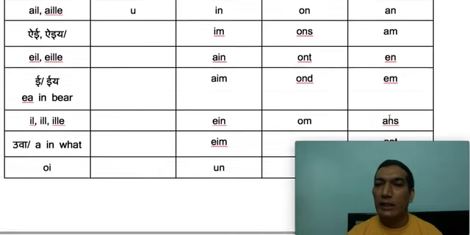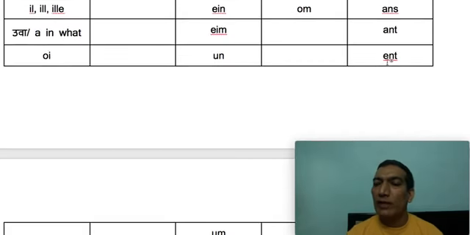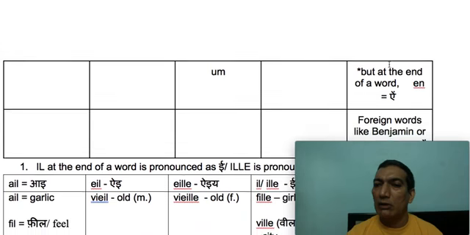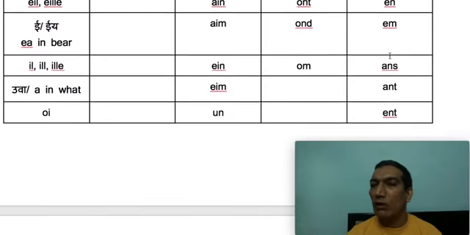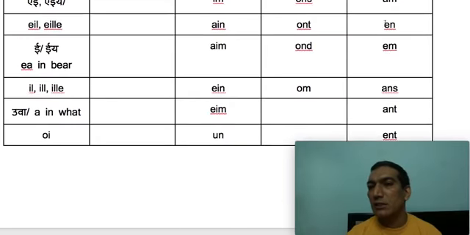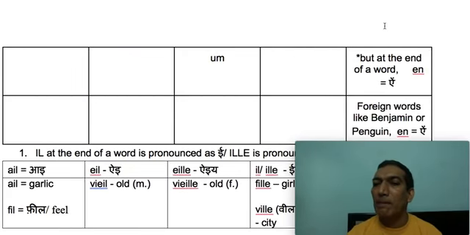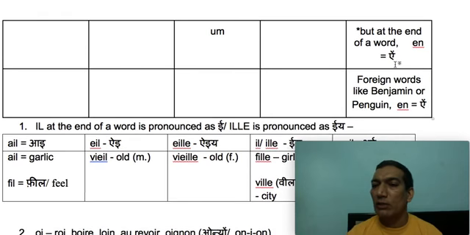int, ent. Okay. So for ent, I have just written down, but at the end of a word, n is an. It is not, n is not on. At the end of the word, it is not pronounced as on but an. Okay. So you have to remember that also.